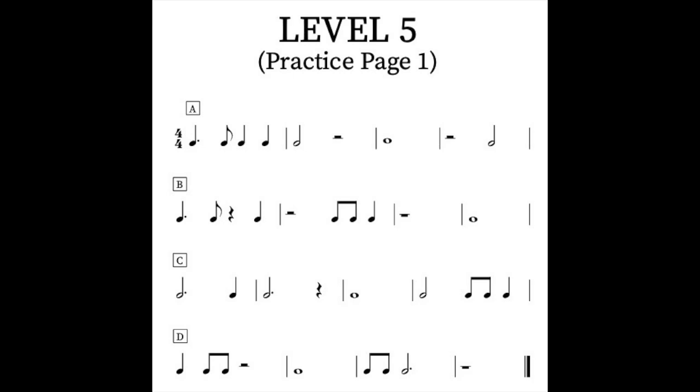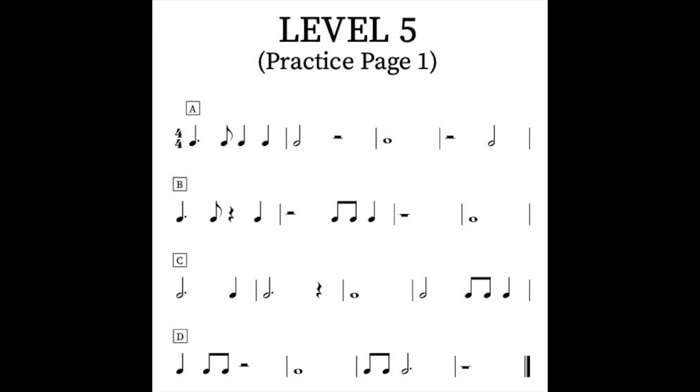I think we can read the whole thing together. Let's go A, B, C, D together. Ready? All the way through. We'll do this whole thing twice. A, B, C, D, and then we'll take a break, and then we'll do it again. So just think about this, look at the notes, read the music. A, 1, 2, ready, A.